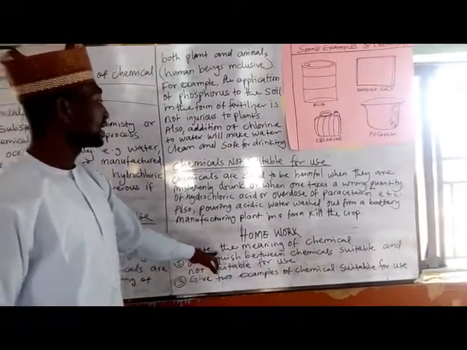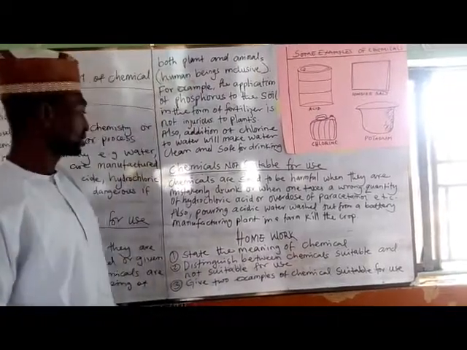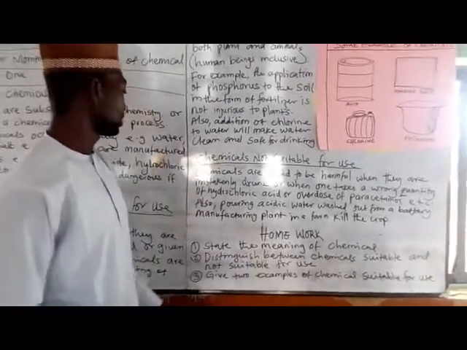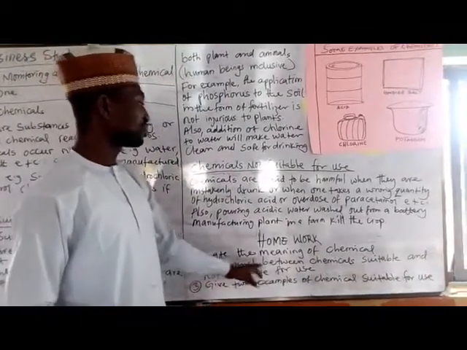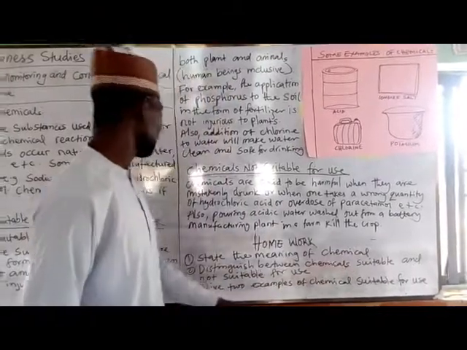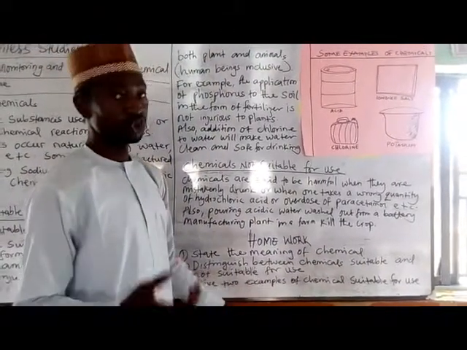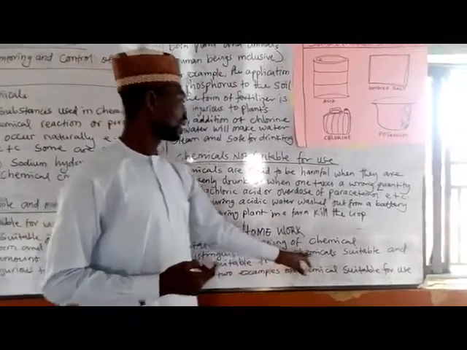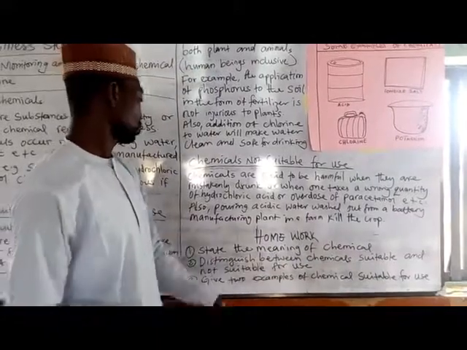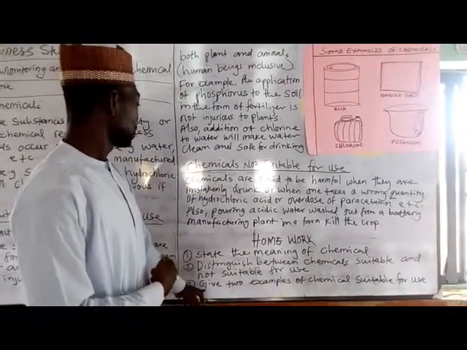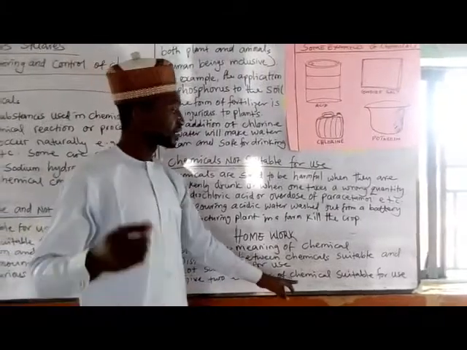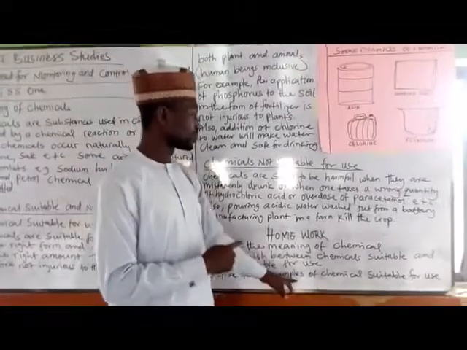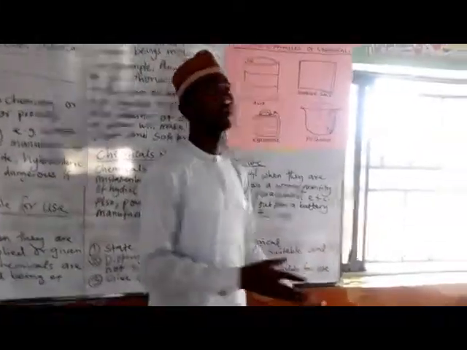Number one, state the meaning of chemical. I repeat, state the meaning of chemical. Number two, distinguish between chemicals suitable and not suitable for use. I repeat number two again: distinguish between chemicals suitable and not suitable for use. And lastly, number three, give 2 examples of chemicals suitable for use. I repeat, give 2 examples of chemicals suitable for use.